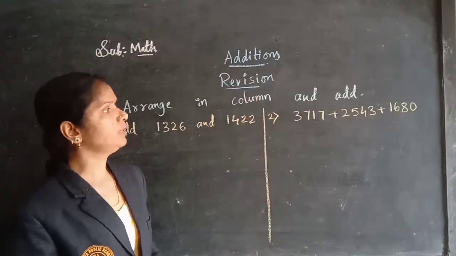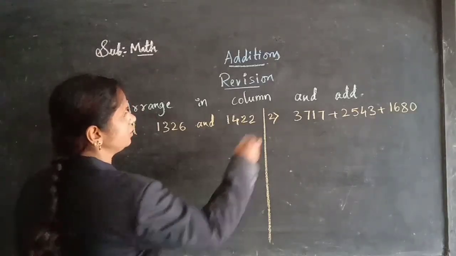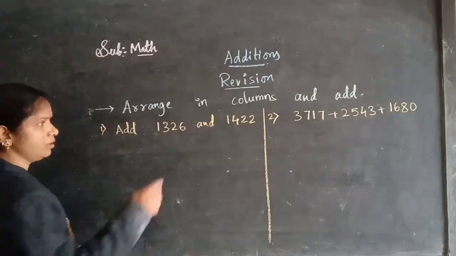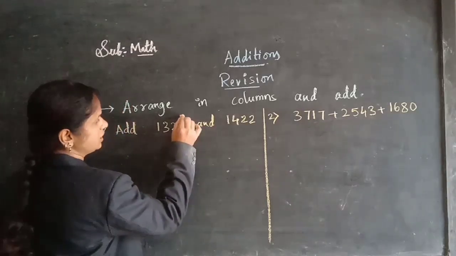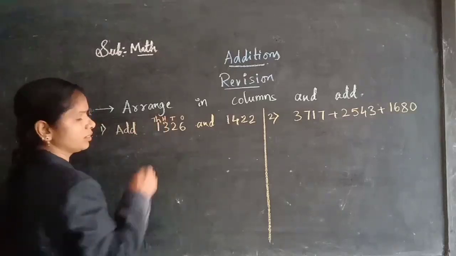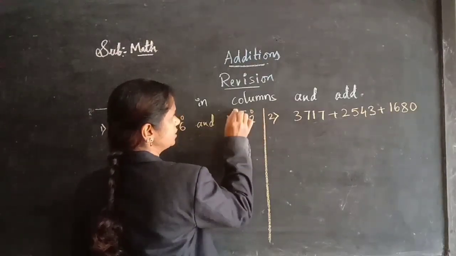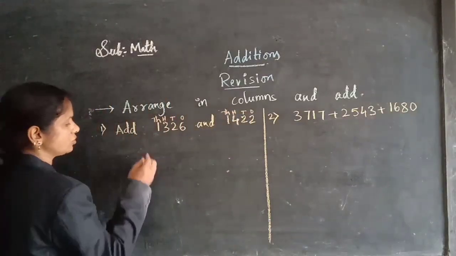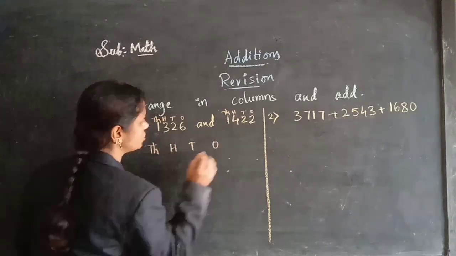Next, arrange in column and add. Here we need to arrange in columns, children. Columns nothing but now vertically we need to arrange the given numbers. Before arranging, once you write the places on the given number, see here: ones, tens, hundreds, thousands. Coming to this number, ones, tens, hundreds, thousands. So thousands place has given now. So first you arrange thousands place, children.